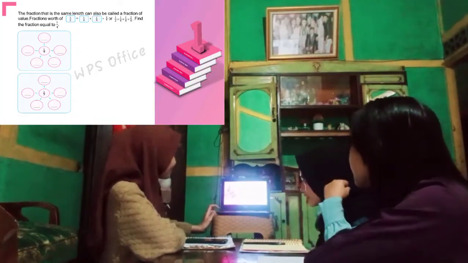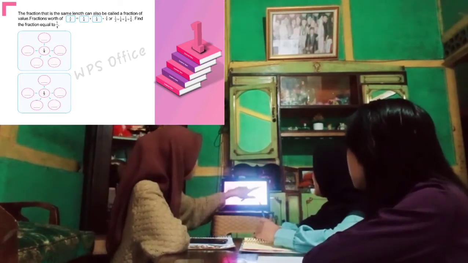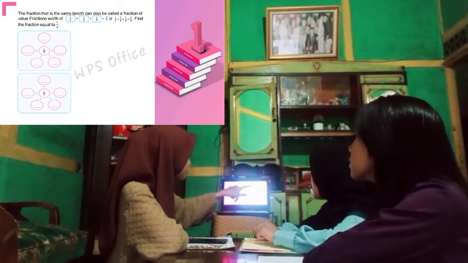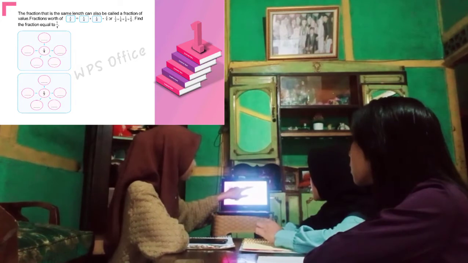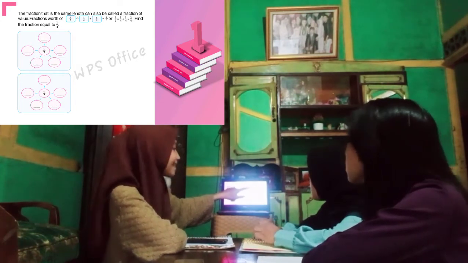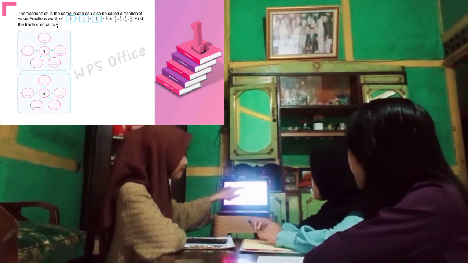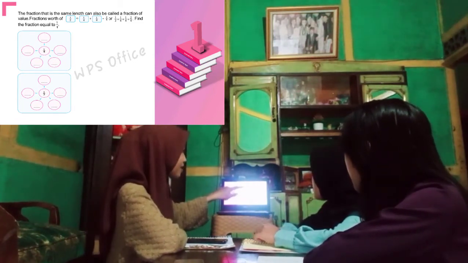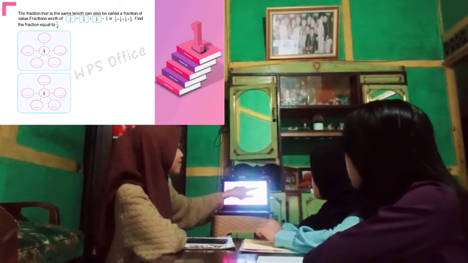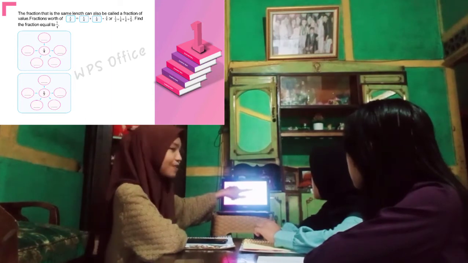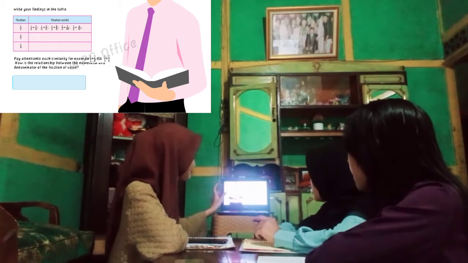Okay, next slide. The fractions that have the same length can also be called fractions of value. The fraction 1 over 2 is 1 over 4 plus 1 over 4, which is 2 over 4. Find the fraction equal to 1 over 4. Okay, next slide. Write your findings in the table.